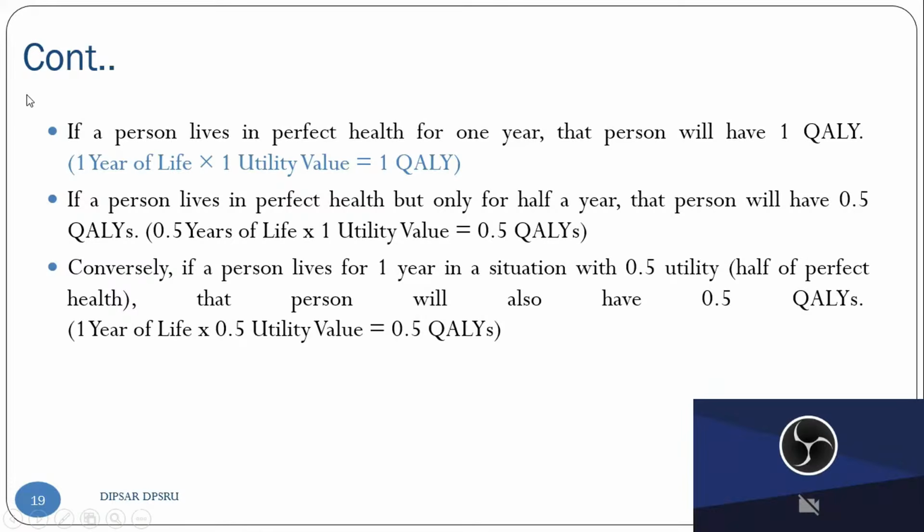For example, if a person lives in perfect health but only for half a year, that person will have 0.5 QALY. How 0.5 QALY? Because 0.5 year of life, 6 months of survival, multiplied by utility value. But for those 6 months the health was perfect. So that's why the utility value is 1, because this is perfect health. Then if you multiply, you get 0.5 QALY. Are you getting my point?